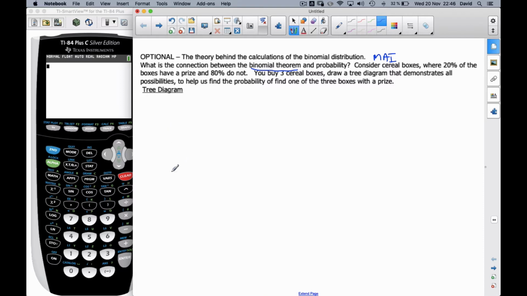So what happens is I buy my first cereal box, and there is either a prize or there is not a prize, like this. And I'm going to call not a prize Q. And so having the prize is 0.2, and not the prize is 0.8, which happens more often. This is the first box.